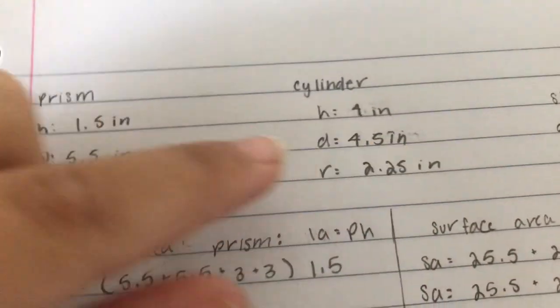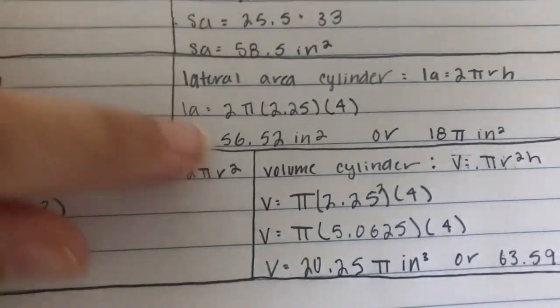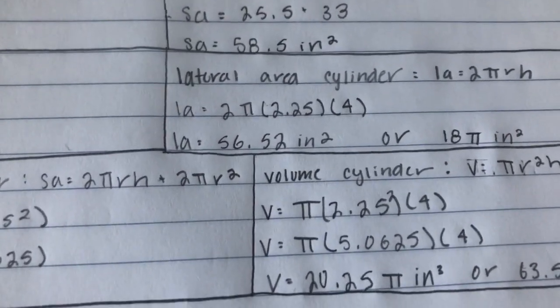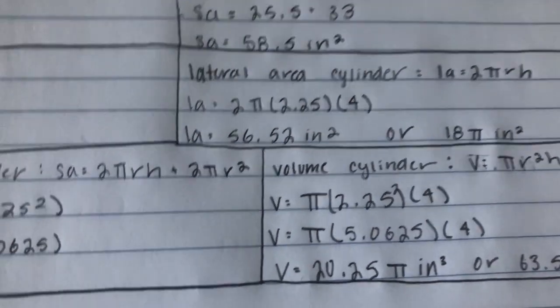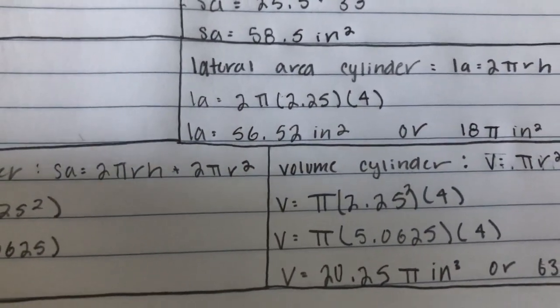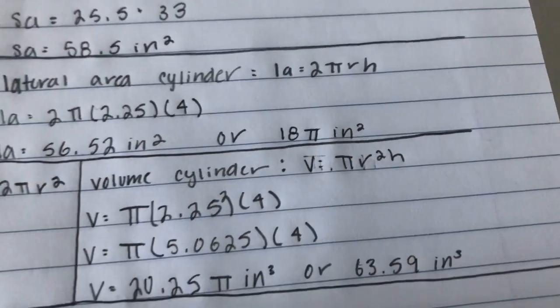So since our radius is 2.25 inches and our height is 4 inches, we put in 2 pi times 2.25, which is our radius, and 4, which is our height, and we end up getting 56.52 inches squared, or if you want to put it in terms of pi, we have 18 pi inches squared.